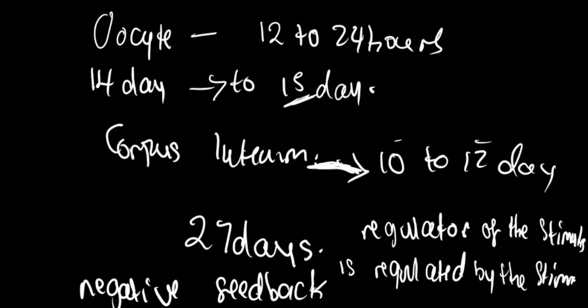The regulator of the stimulus is regulated by the stimulus. It's kind of paradoxical, but I find that this is simply the basis of negative feedback. When you have a stimulus that needs to be regulated, perhaps a particular hormone is released. Probably there's an increase in temperature, and we need to bring the temperature back to normal.